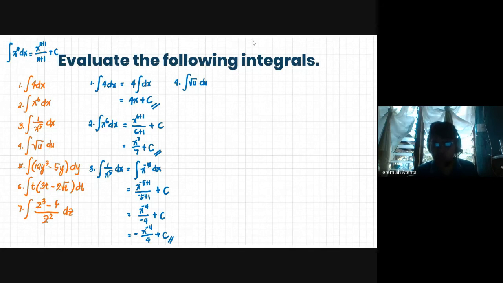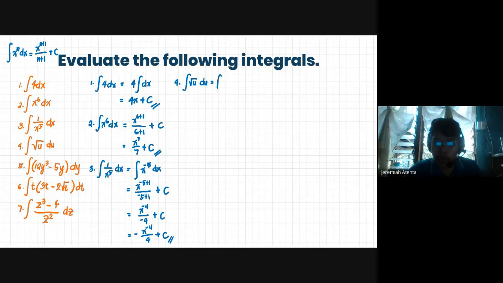Now, what are you going to do? What are you going to do to square root of u? U to the 1/2. Very good. We will transform this one into an expression with a rational exponent, right? So this will become the integral of u to the 1/2 du.